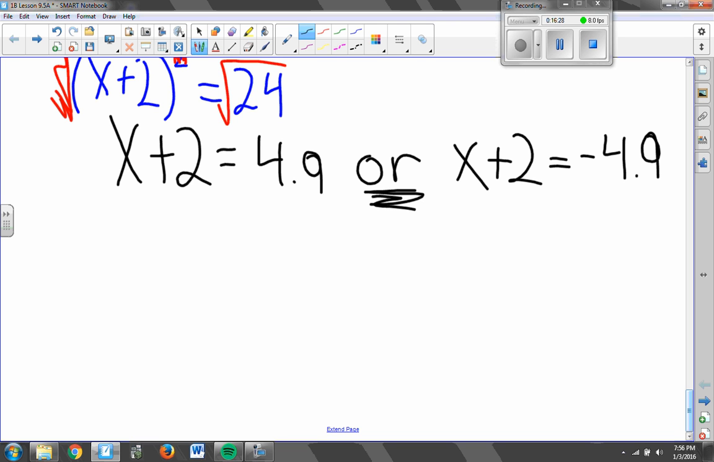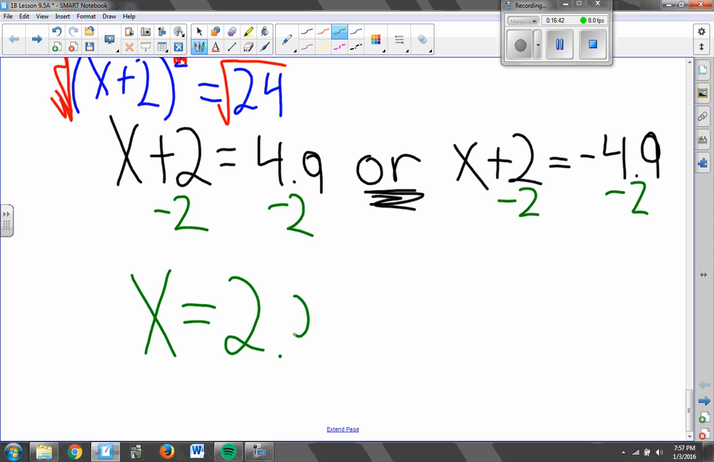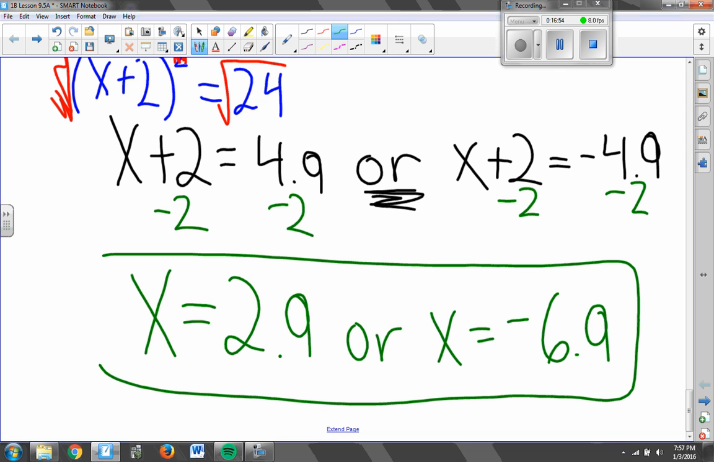Okay? Now, to solve these for x, as we've been doing before break, we just simply minus 2 from both sides, minus 2 everywhere. And we get that x equals 2.9 or x equals negative 6.9. And we're done. We've solved the quadratic equation by doing what is called complete the square. Okay, if you have questions about that process, please make a note to ask me in class.